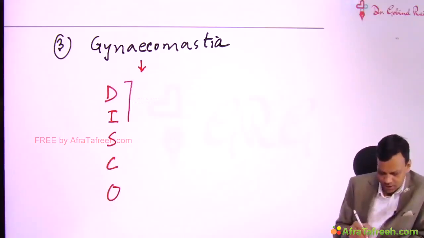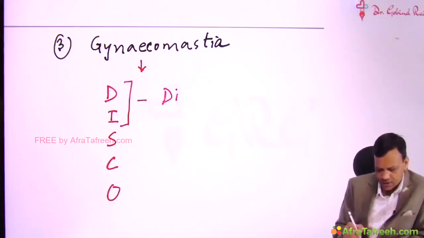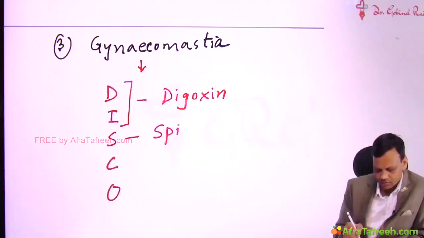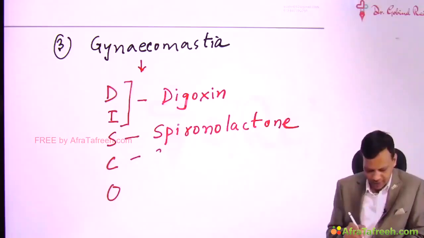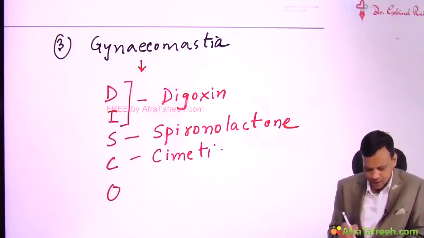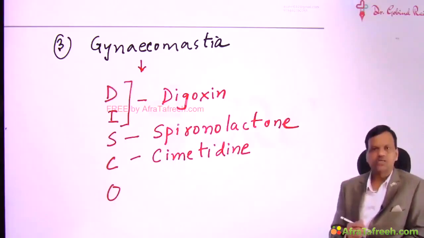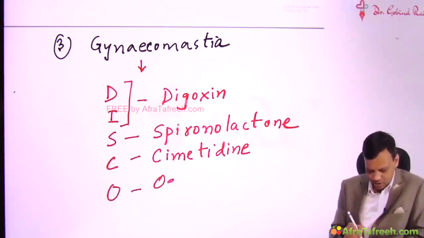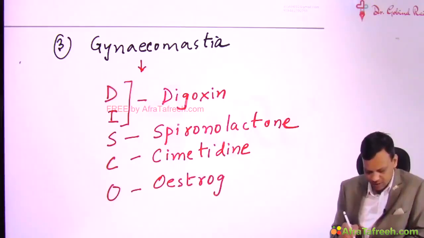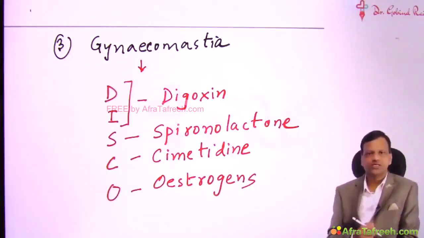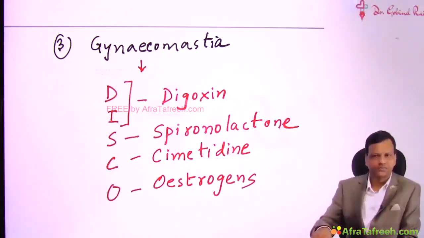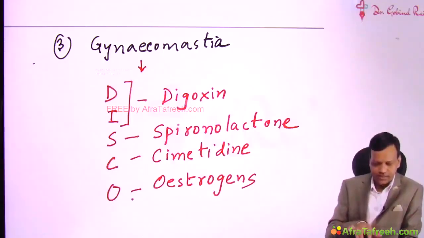Disco drugs you can remember DI for digoxin. We just discussed digoxin can cause gynecomastia. S for spironolactone. Spironolactone is a potassium sparing diuretic. It can also result in gynecomastia. C for cimetidine. Cimetidine is a drug used in peptic ulcer. It can also cause gynecomastia. O are estrogens, and obviously we know estrogens are female hormones, so it can cause female symptoms, gynecomastia. So disco drugs, they can result in gynecomastia. So digitalis, third side effect is gynecomastia.